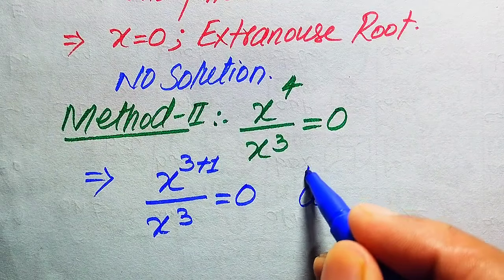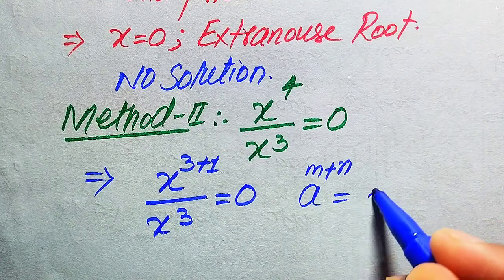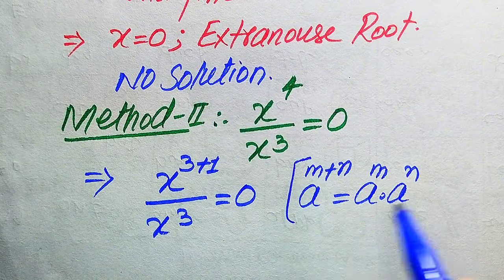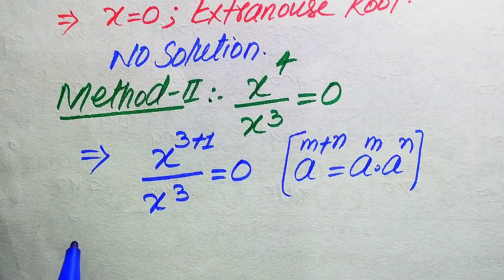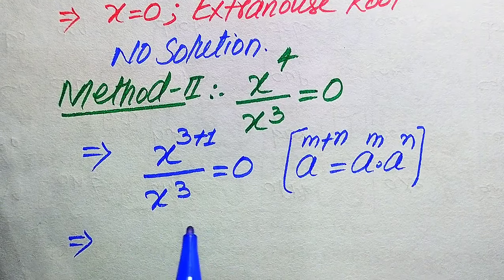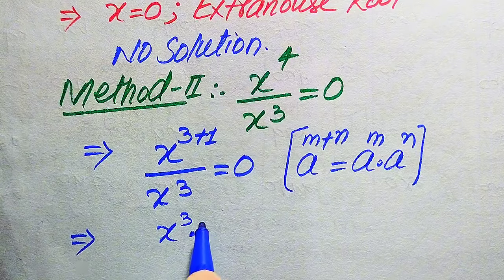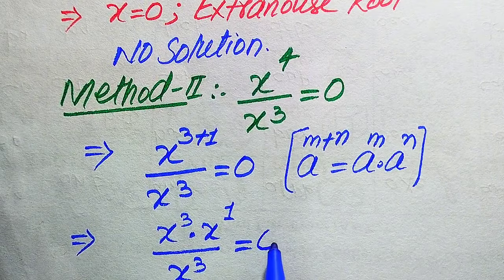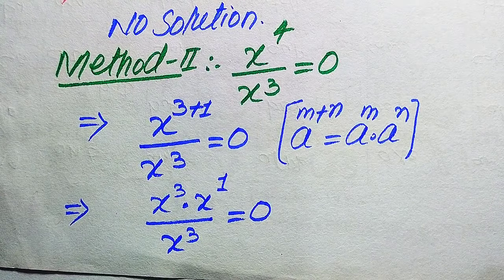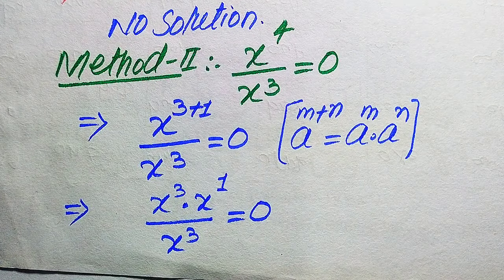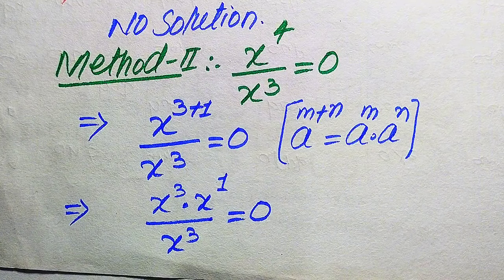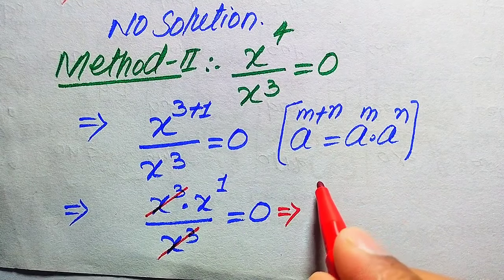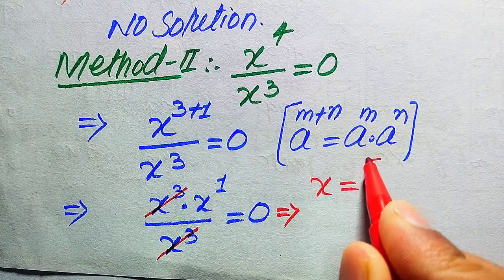Here we use this nice exponential law. You know that a to the power of m plus n is equal to a to the power of m multiplied by a to the power of n. According to this rule of exponents, we break these two exponents in this form: x cubed multiplied by x to the power of 1, divided by x cubed, and this whole equation is equal to 0. Now you see that x cubed lies in both of these two terms, so this x cubed is cancelled out by this x cubed, and this implies that we get x equals 0.